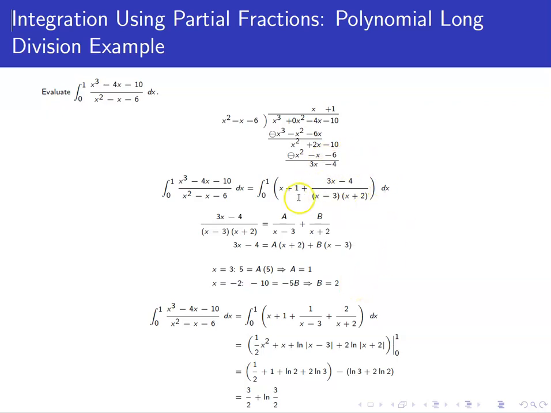So substituting our partial fraction decomposition into the integrand, we get the integral from 0 to 1 of x plus 1 plus 1 over x minus 3 plus 2 over x plus 2. For the antiderivative here, we'll get a 1/2 x squared for the x, just an x for the 1, natural log of x minus 3 for the 1 over x minus 3, and a 2 times natural log of x plus 2 for the 2 over x plus 2.